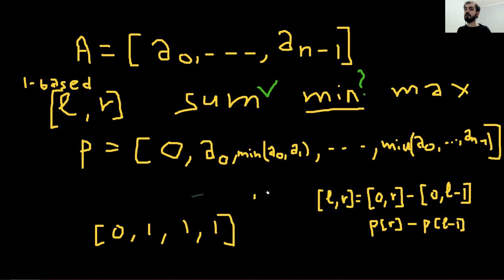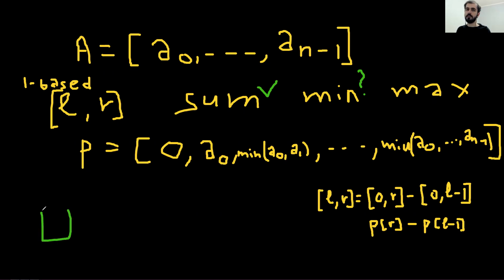Now that we figured out what the problem is, let's actually talk about the solution. Before I describe the solution, let's quickly reduce the maximum case to the minimum case. So suppose that somebody gave you a black box that can solve the RMQ problem. RMQ stands for range minimum query. So essentially one of the major problems that we'll solve today is called range minimum query.